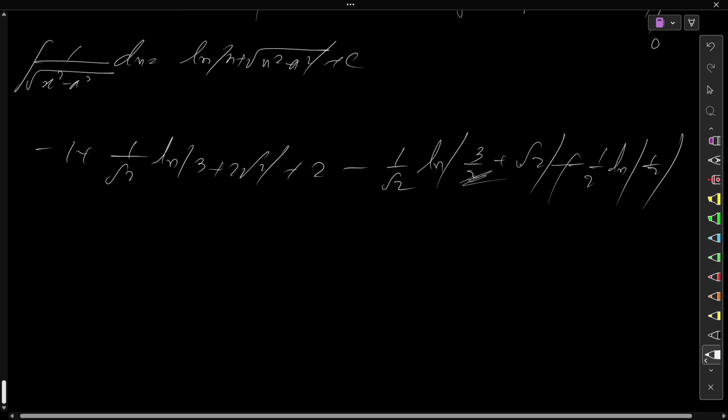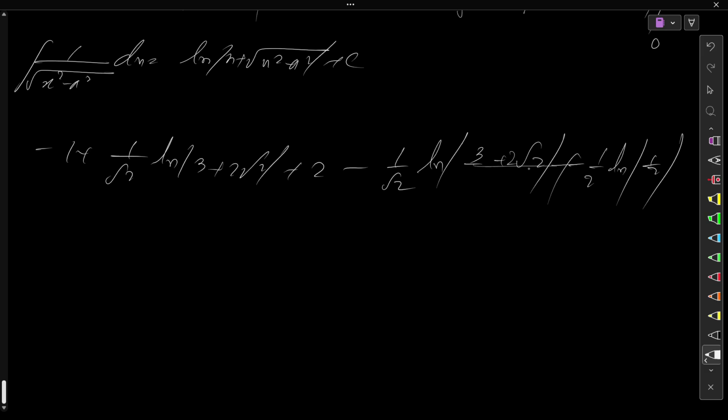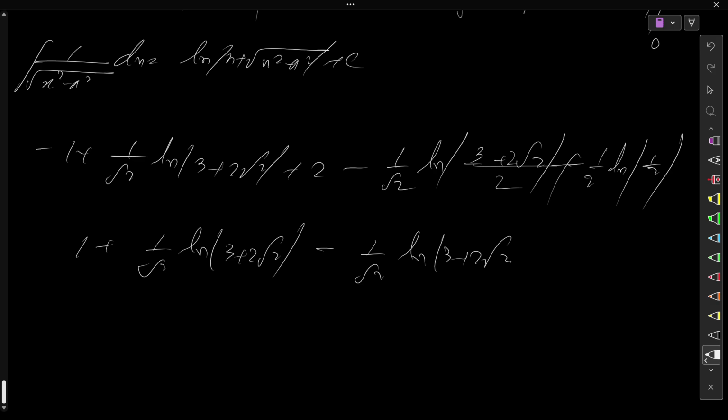So this could be written as 2 root 2. This will go upside, so this could be written as 2 root 2, right? So this could be written as 1 plus 1 by root 2 ln mod of 3 plus 2 root 2, minus 1 by root 2 ln mod of 3 plus 2 root 2.